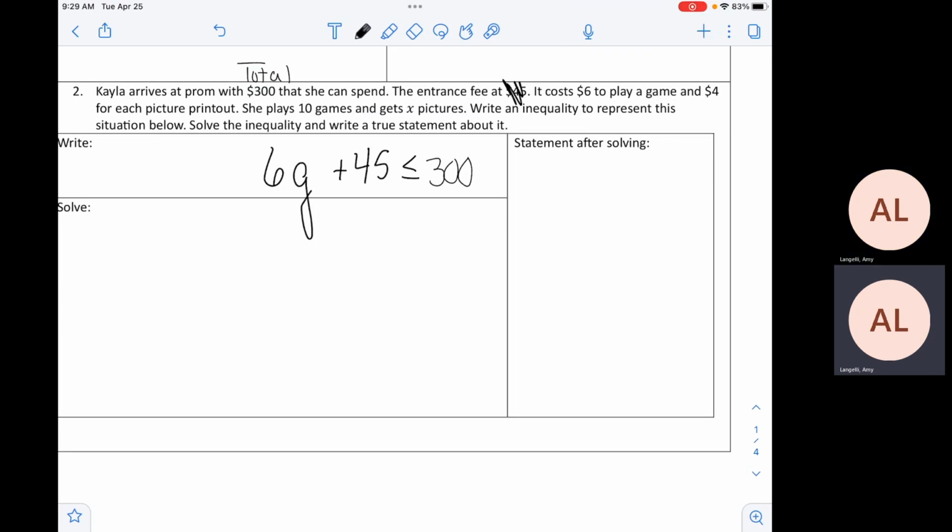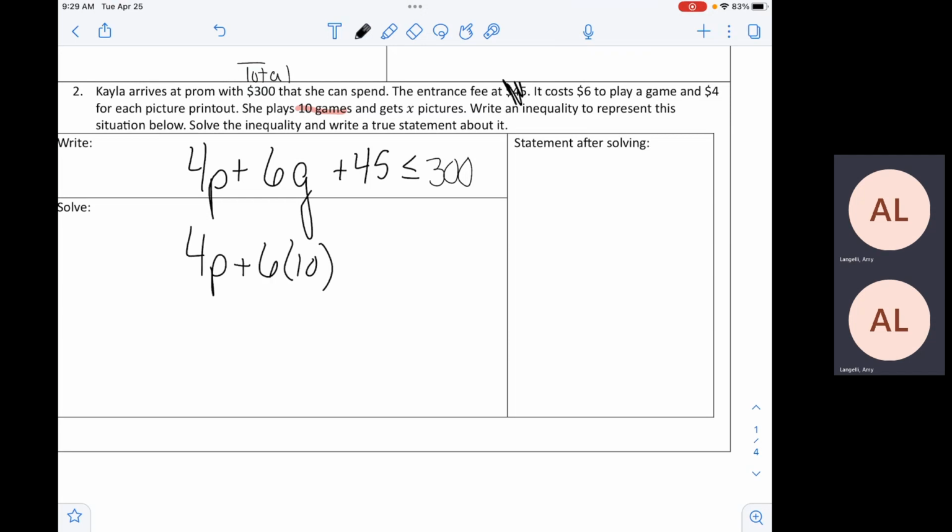$6 for a game. What else does she have to spend? What do you guys want to use for a picture? P. All right, now let's go to the next sentence. It says she plays 10 games. What do I do with 10 games? Good. So that's 4P plus 6 times 10 plus 45 is less than or equal to 300.